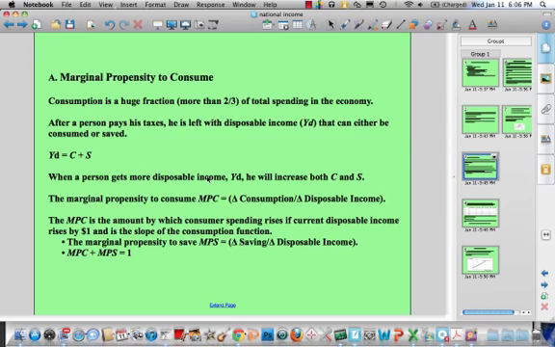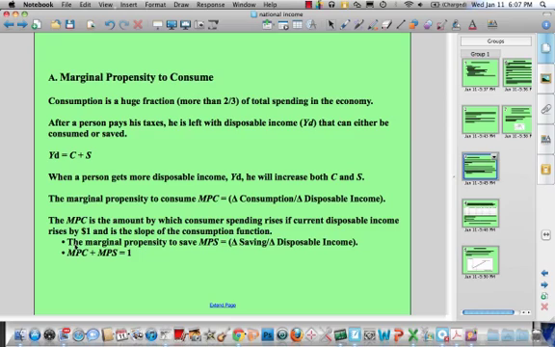Now, when a person gets more disposable income, or Y sub D, he will increase both C and S. The marginal propensity to consume, or MPC, is nothing more than the change in consumption over the change in disposable income. Another way to put it is that the marginal propensity to consume is the amount by which consumer spending rises if current disposable income rises by $1, and it is the slope of the consumption function, which we'll discuss in a minute.